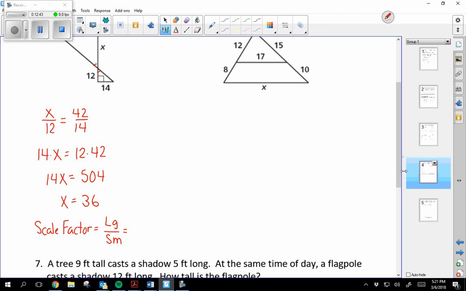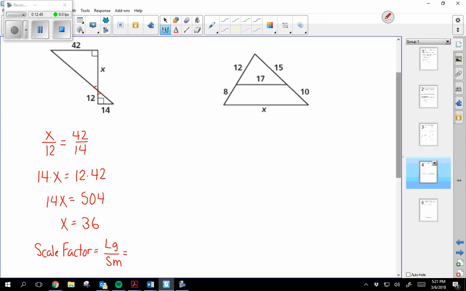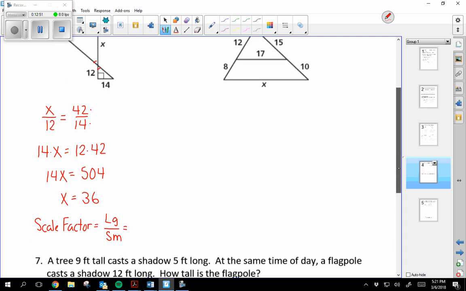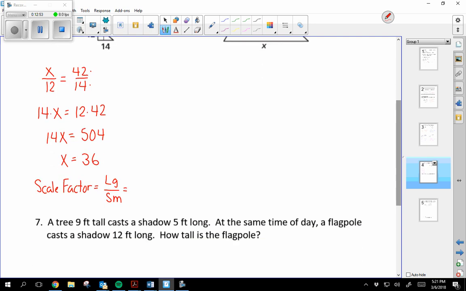If you go back up and look at the diagram, or you can look right here at your proportion as well, we had a ratio of 42 to 14. So my scale factor is 42 to 14, but since that's just a ratio, I'm going to reduce it and give an answer of 3 to 1.